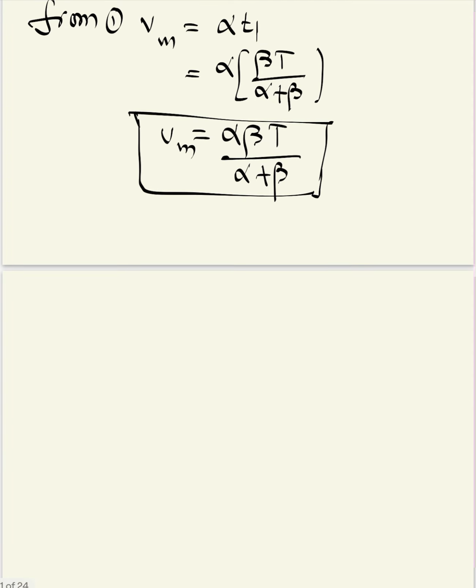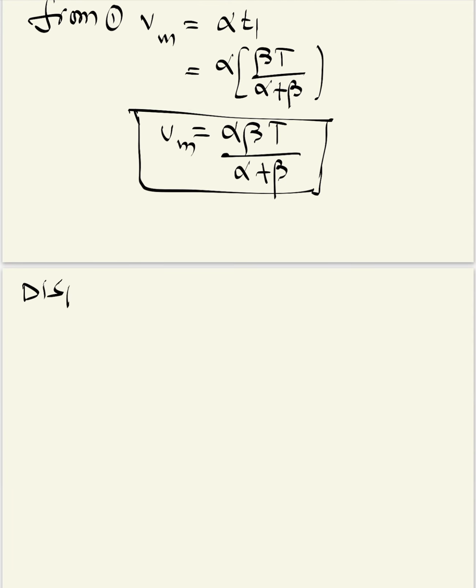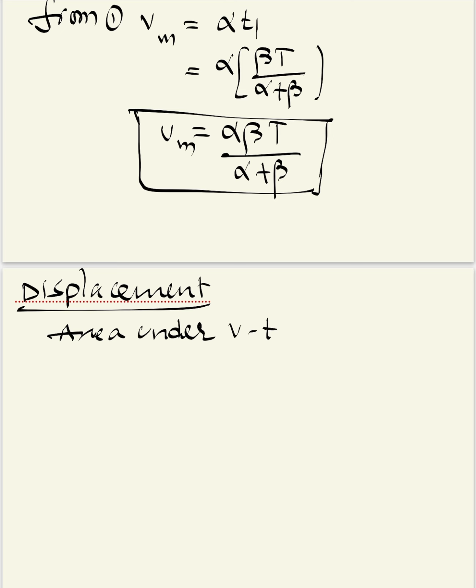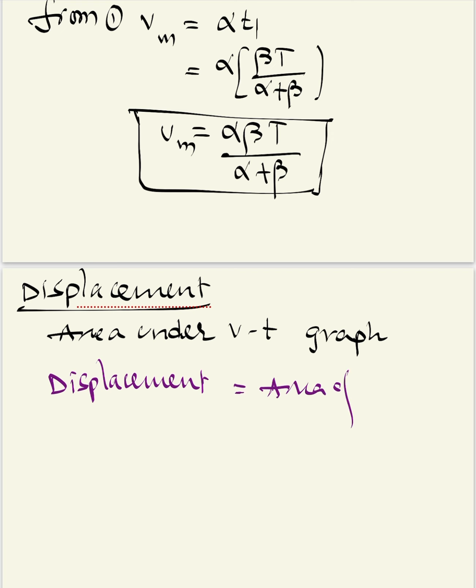So again, for displacement, we will get the area under the Vt graph. The area under the Vt graph will give the displacement here. So displacement from the graph is the area of the triangle.